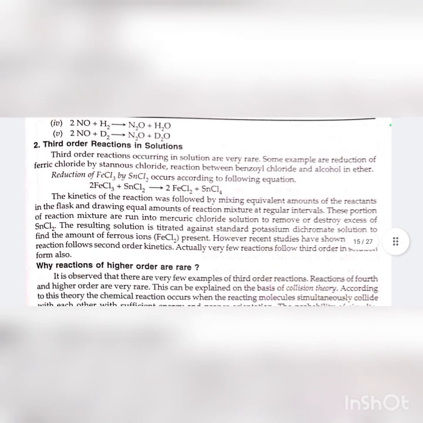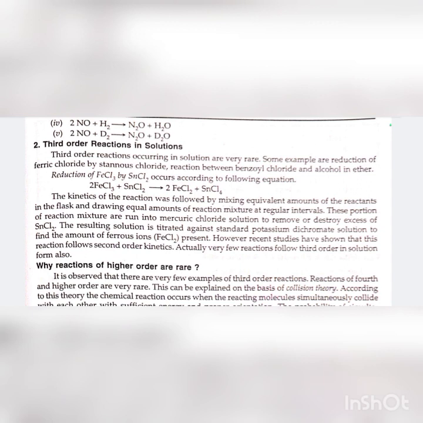Third order reactions in solution. Third order reactions occurring in solutions are very rare. Some examples are the reduction of ferric chloride by stannous chloride, and the reaction between benzoyl chloride and alcohol in ether. Reduction of FeCl3 by SnCl2 occurs according to the following equation: 2 moles of FeCl3 plus SnCl2 give rise to 2 moles of FeCl2 plus SnCl4.